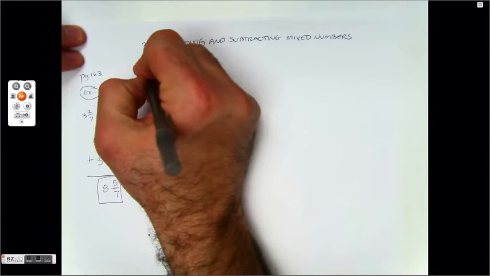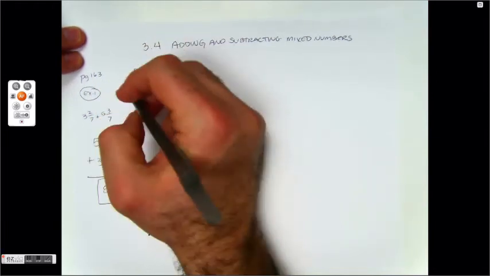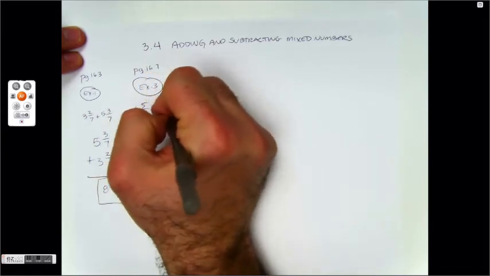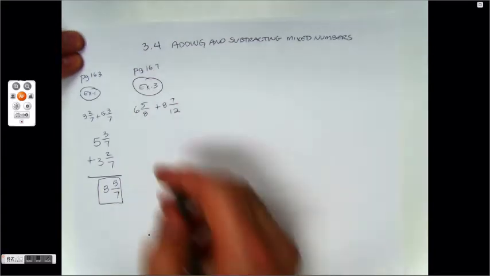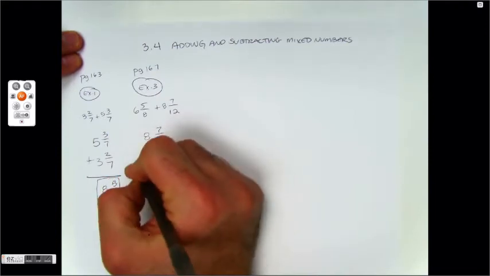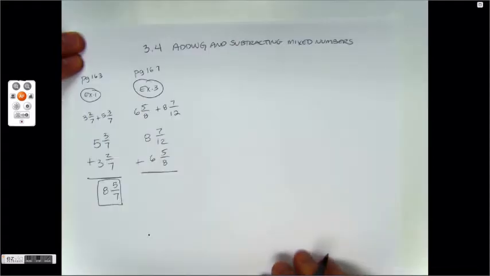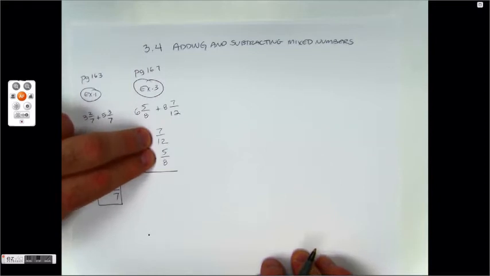Let's look at page 167. Let's look at example 3 there. We've got 6 and 5/8 plus 8 and 7/12. Okay, now notice this is still mixed numbers. I still want you to put them vertically. Align them by type. Now, the same thing here. Let's cover that up. I want you to look at the fractions.